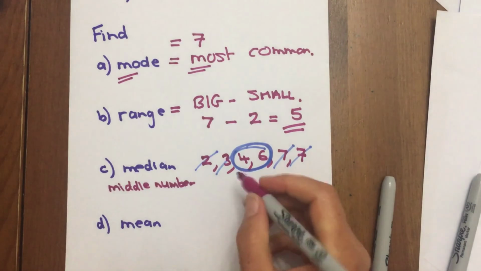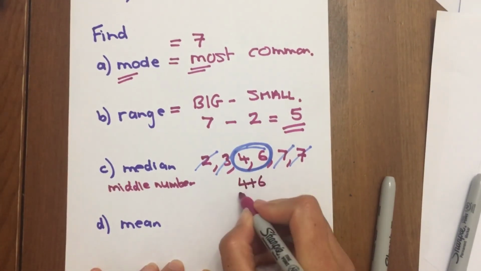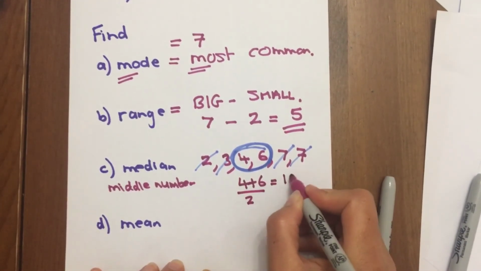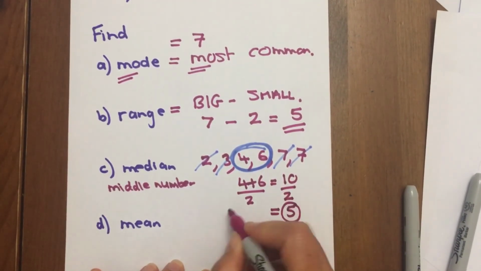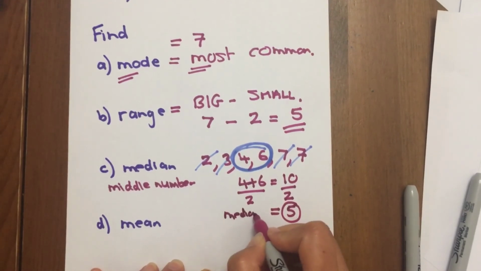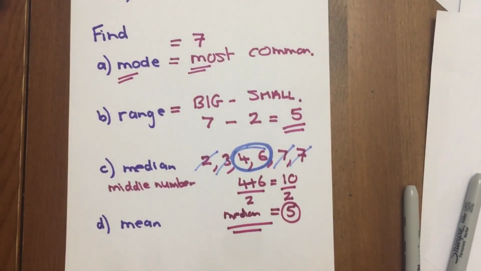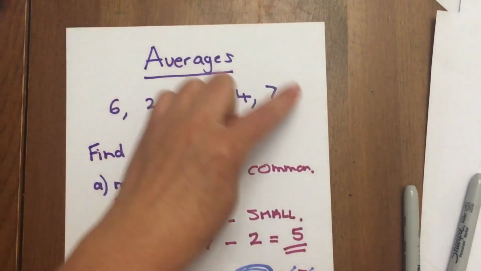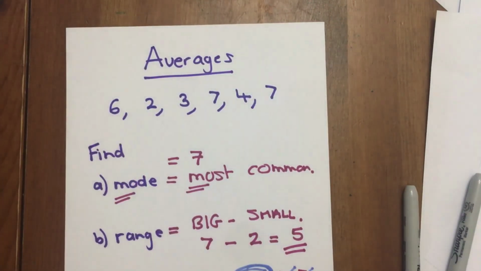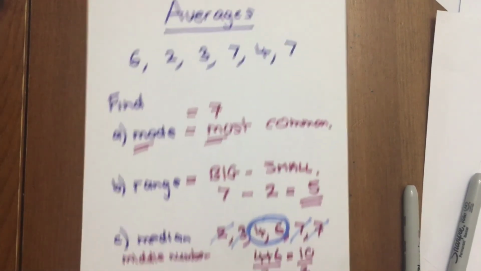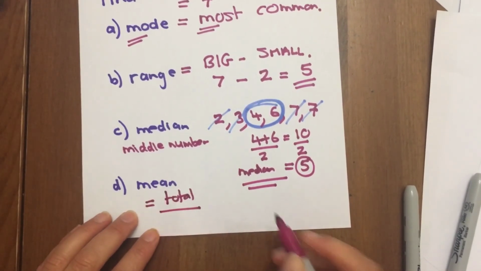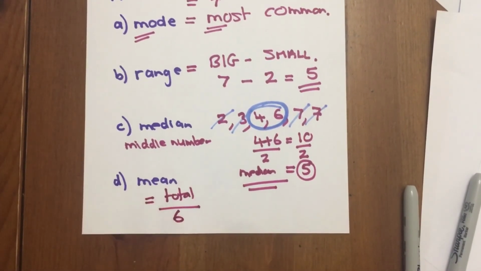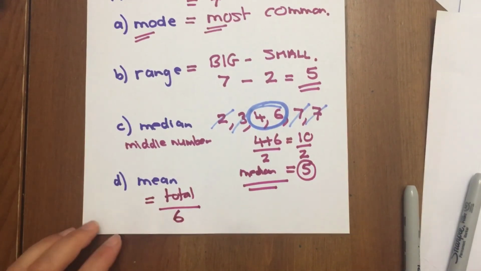Well, what we do, we add the 2 middle numbers and half. 4 add 6 is 10. Half of 10 is 5. So my median is 5. Okay, and to find the mean, you just add up all your numbers and divide by how many you've got. So to find the mean, you find the total and you divide by, in this case, you've got 6 numbers. I'm not actually going to do that one because it needs a calculator.